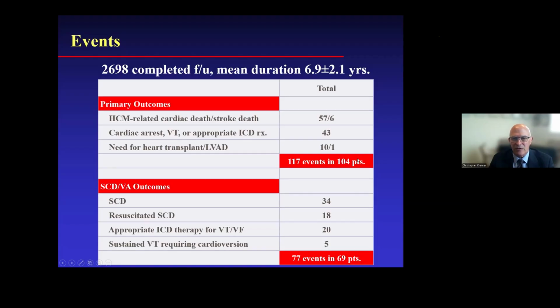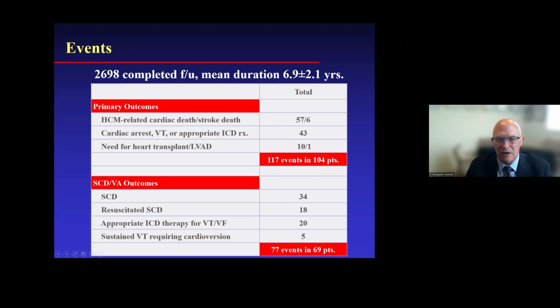So there were 117 events in 104 patients, and we had powered our study to 100 events or 100 patients. In terms of sudden cardiac death or ventricular arrhythmia outcomes, there were 77 events in 69 patients. There were 34 sudden cardiac deaths, 18 resuscitated sudden cardiac deaths, 20 appropriate ICD therapies for VT/VF, and 5 sustained VT requiring cardioversion.